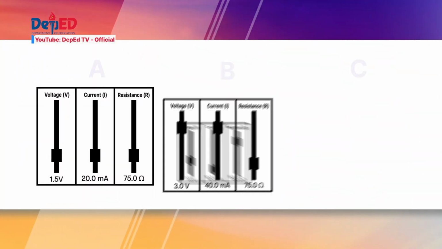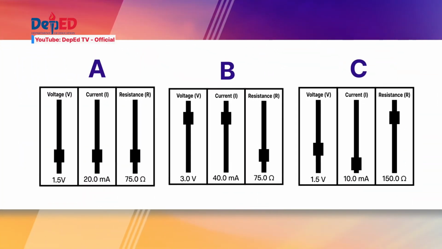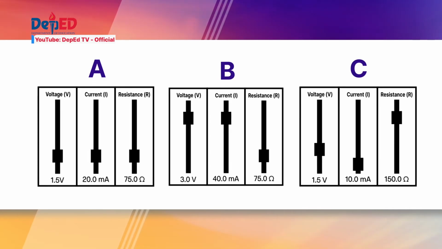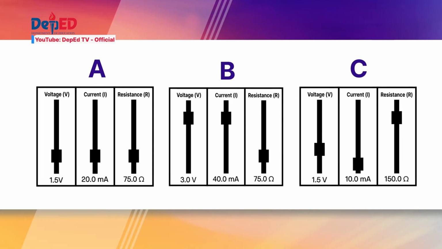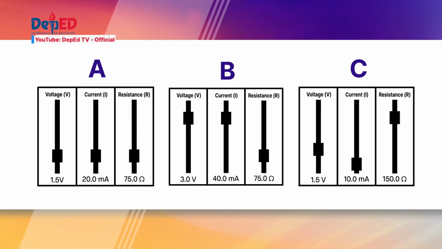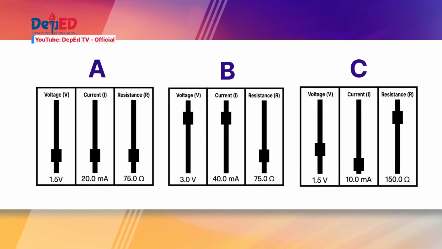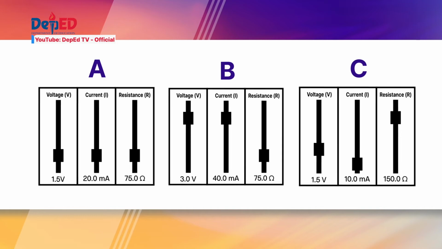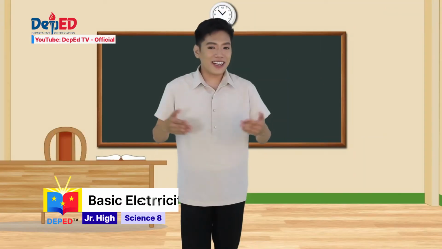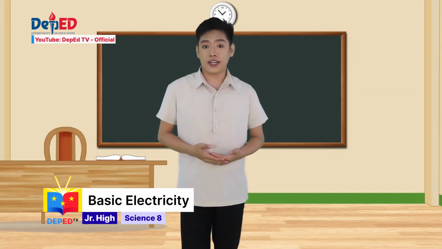For given values of resistance, current, and voltage in picture A, current will double if voltage is doubled at constant resistance as shown in picture B. This means that the greater the voltage, the greater the current. If the resistance of a circuit is doubled, the current would be reduced to 1/2 when voltage is held constant. In a simple circuit, voltage is directly proportional to current.